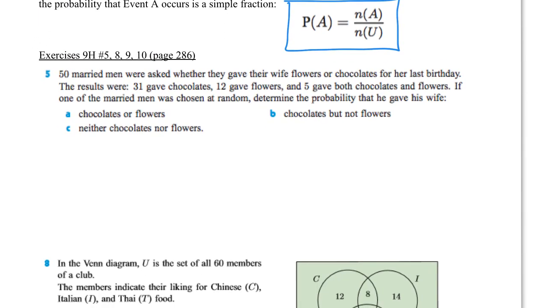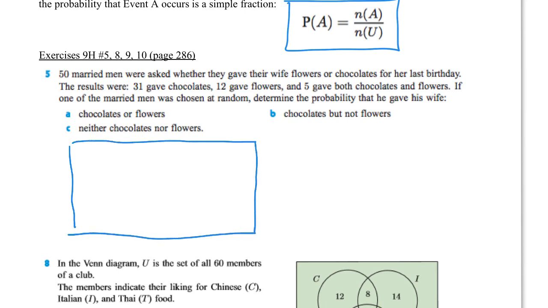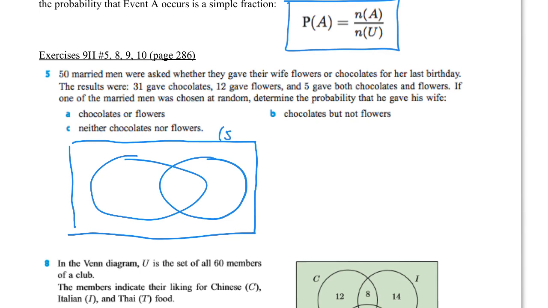Okay, so the first problem to model that is: 50 married men were asked whether they gave their wife flowers or chocolates for her last birthday. 31 did chocolate, 12 gave flowers, 5 gave both. Summarize the information in a Venn diagram and find these probabilities. Okay, now we're in a section called Venn diagrams. This problem doesn't say use Venn diagrams, but when I read a problem that starts breaking down counts in subsets of whatever circumstance is going on, a Venn diagram is definitely going to be useful.